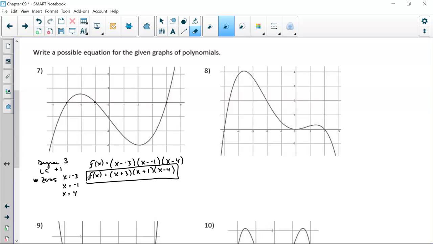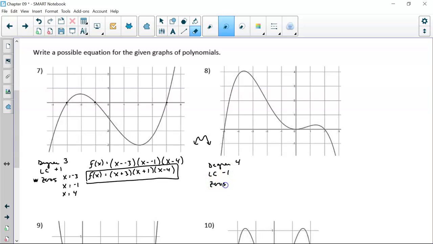Number 8, looking at this, I can see, based on the turning points, it turns once, twice, 3 times, and also there's intercepts. So the degree is going to be 4. It's going to be even for sure. And our leading coefficient, because it's going down like this, is going to be negative. I'm going to make it a -1.